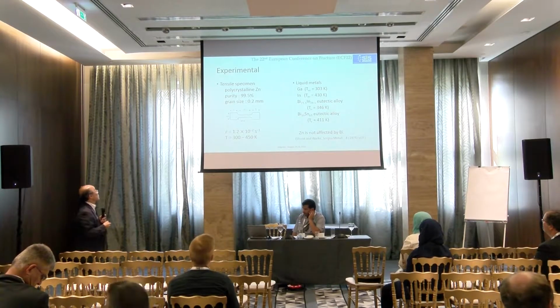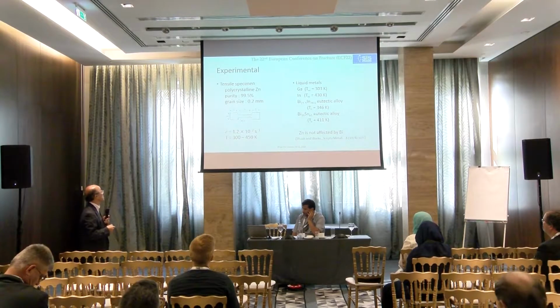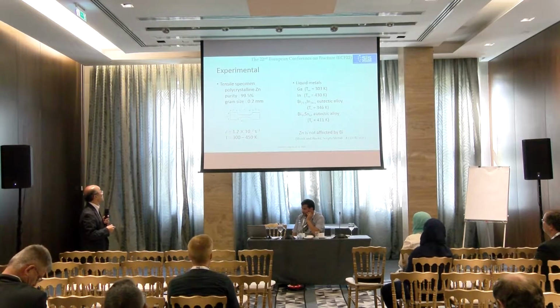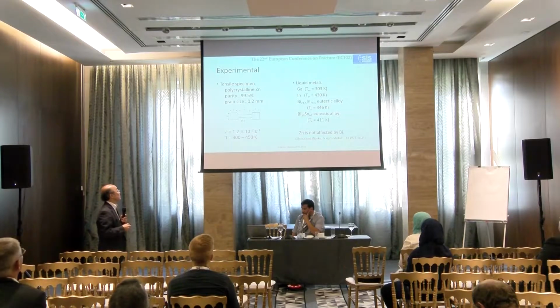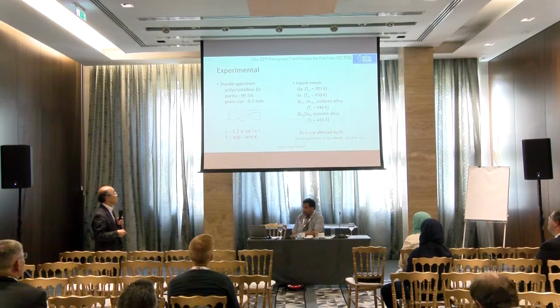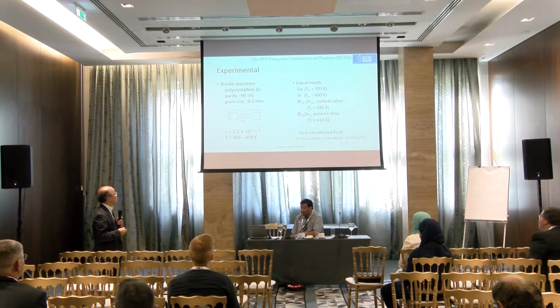The experiment is a simple tensile test. The specimen shape is like this, and the average grain size is 0.2 millimeters. Strain rate and test temperature range are shown here. The liquid metals used in our experiment are listed here with the melting temperature and eutectic temperature. We know that zinc is not affected by liquid bismuth, so in these eutectic alloys, bismuth is used to lower the melting temperature of liquid indium and tin.